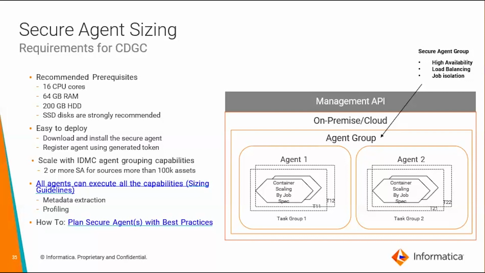Now, when it comes to sizing specifically for cloud data governance, Informatica provides very specific sizing guidelines that differ from other services. While the documentation may say that the Secure Agent machine may only need 4 CPU cores and 16 gig of RAM, Data Governance and Catalog requires 16 CPU and 64 gig of RAM. And I've seen it work on as small as 8 CPU and 32 gig of RAM, but the performance was slow and definitely not recommended.